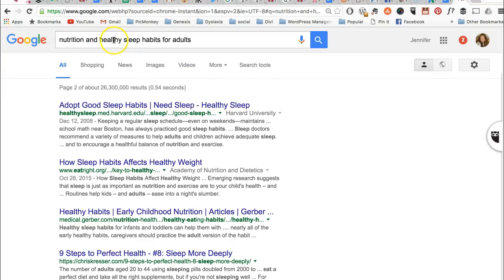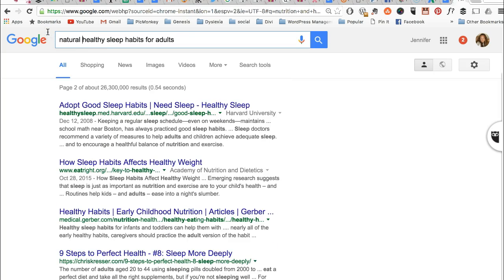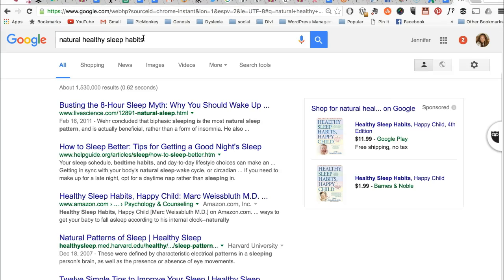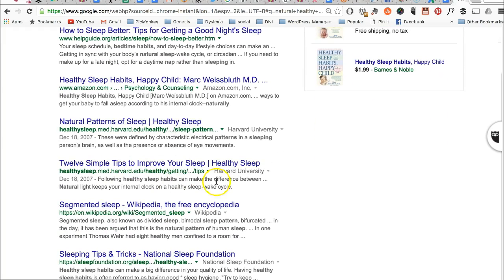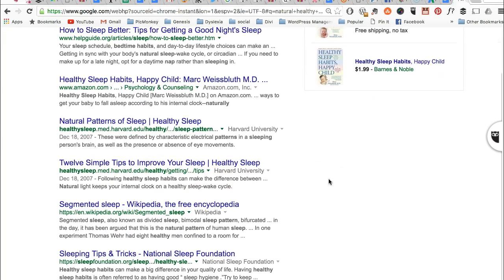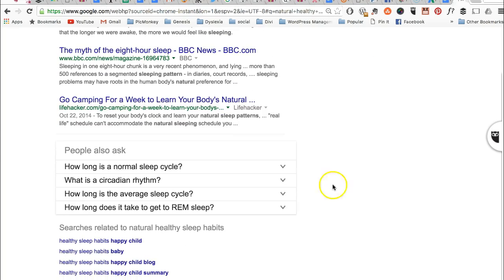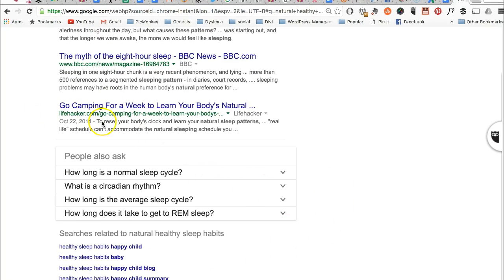Let's use that natural sleep in here. So how about this? Natural healthy sleep habits. Let's just get rid of that for adults and see what happens if we choose that. And that's why I'm saying, you've got to play around. So here we have, somebody has a whole thing called Healthy Sleep at Harvard. So that's going to hurt you, and all that Sleep Foundation stuff. Lifehacker is a blog. Here's Lifehacker.